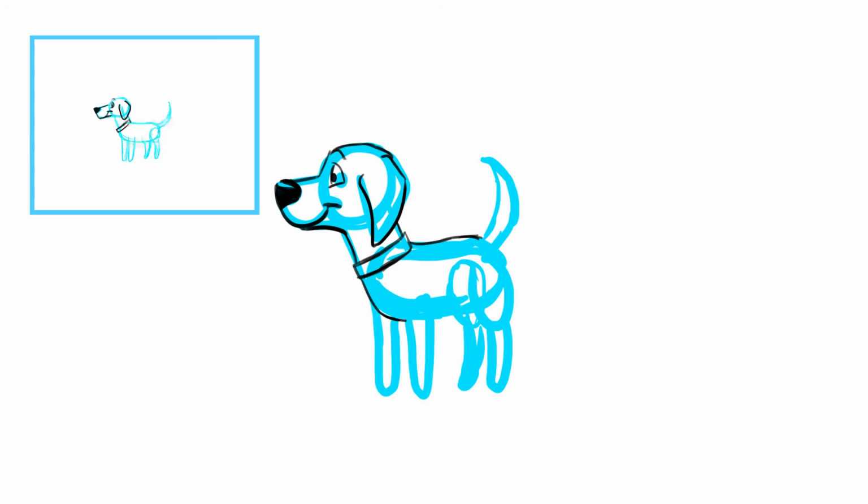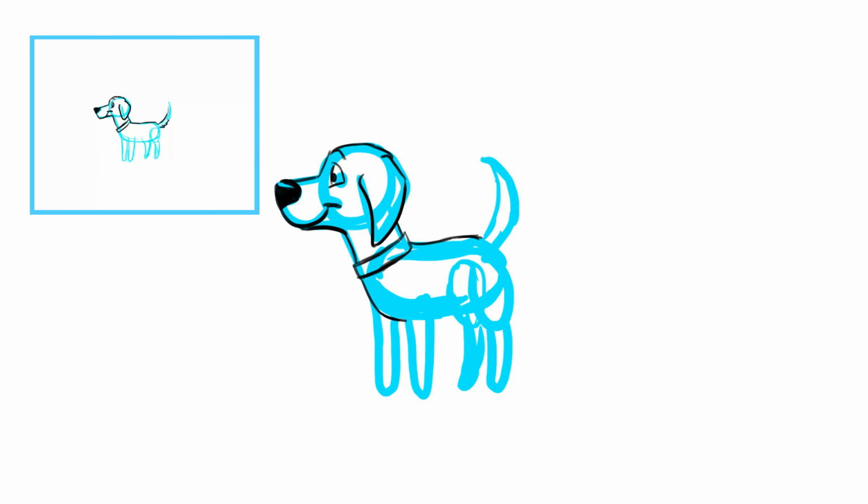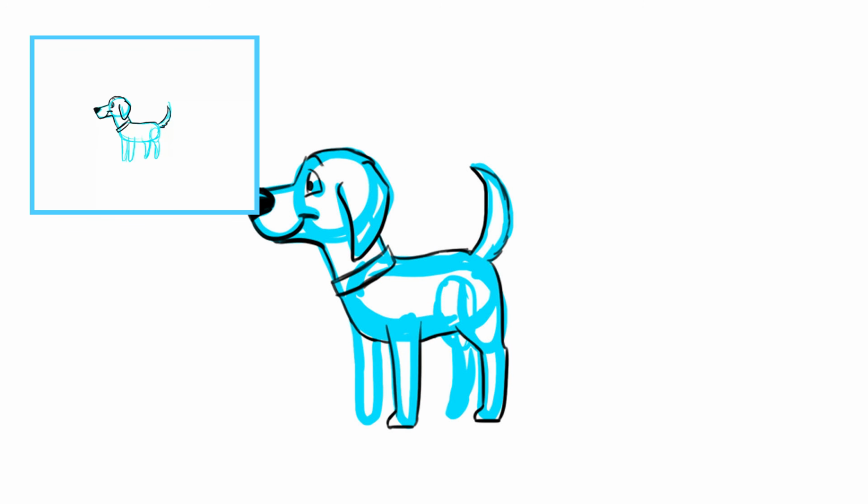Okay, and now we start to clean his head and body. And again, we can try different fur effects. So you could do quite a spiky line for some scruffy hair. You could do some curls for a poodle. Maybe some wavy locks for a spaniel. And then you can start to clean up the tail.